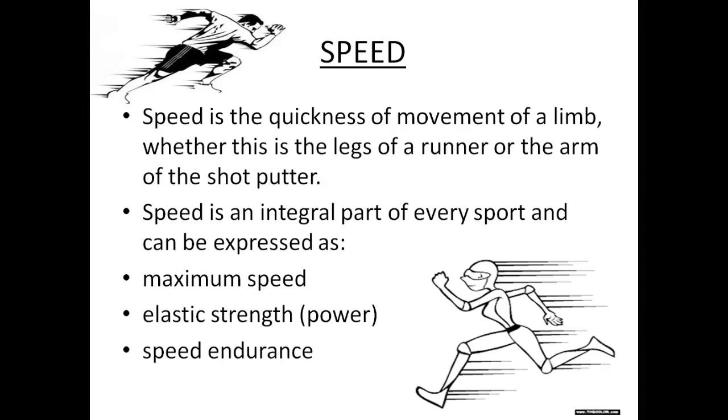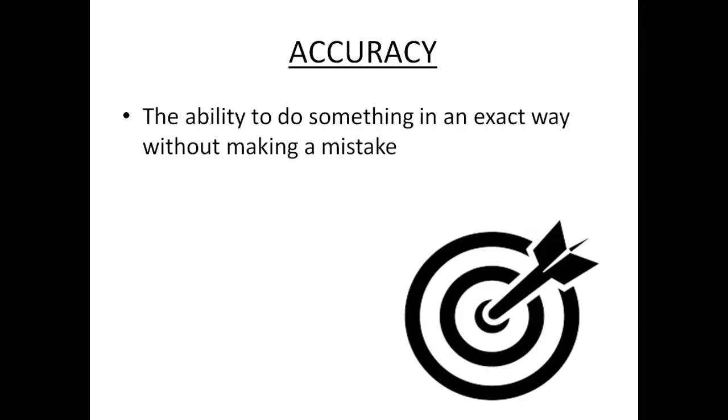Then we have speed. Speed is about the quickness of movement of a limb. Okay, it could be a runner sprinting. It could be a CrossFit athlete doing a handstand and racing on their arms as fast as they can. But it's integral to every sport and can be expressed in the following ways: maximum speed, elastic strength power, okay, back to plyometrics, and then speed endurance. Okay, basically it's maximizing our potential to ambulate as fast as we can.